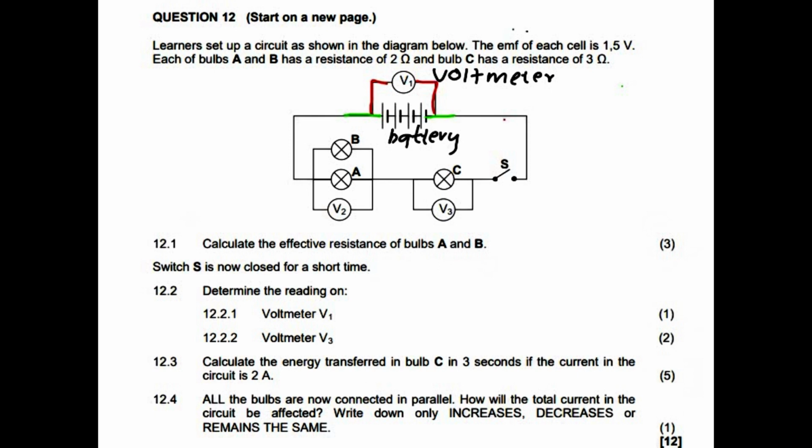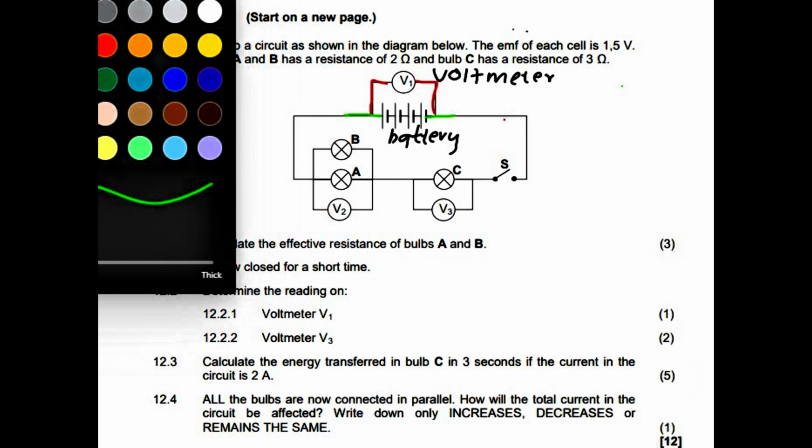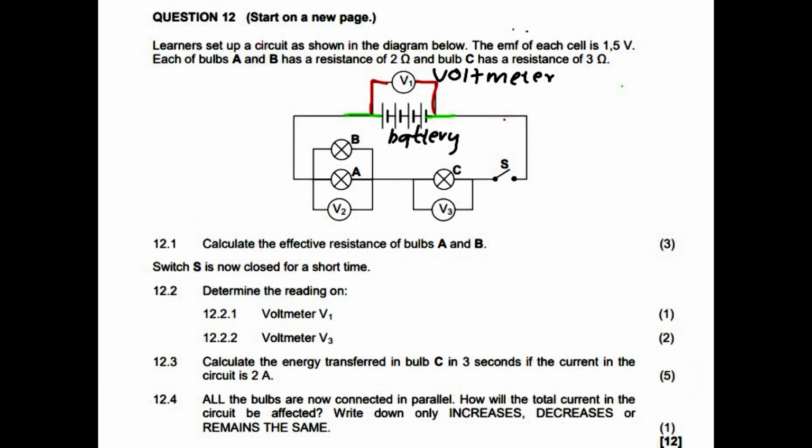Next, we have light bulbs A and B. So these two light bulbs, this is light bulb A and B, are also connected in parallel to each other. Why do I say that? Using a similar explanation as the one we used earlier, you can see that this light bulb A is connected. Let me make that branch green.